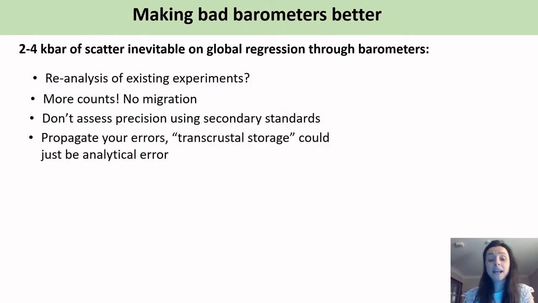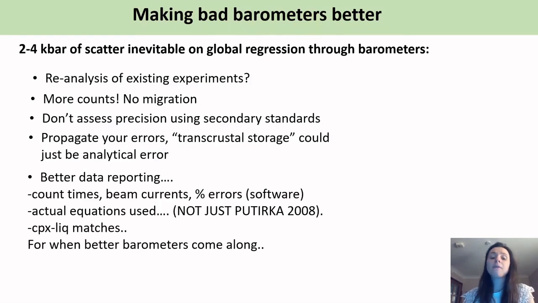We need to make sure we're propagating our errors in natural systems and making sure if we really think there's transcrustal storage, we can show that the distribution of pressures is much wider than we expect from analytical error, rather than just using the published 1 sigma values on the barometers, which aren't really that useful because that's mostly the calibration data set. And we need to make sure we're doing better data reporting, not just of how we collect the data, but also what equations we're using and exactly what matches we're using, so that when better barometers do come along, the data can be reanalysed and we can get a better understanding of magma storage in the crust.